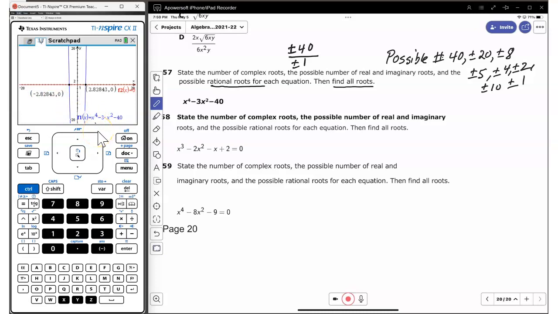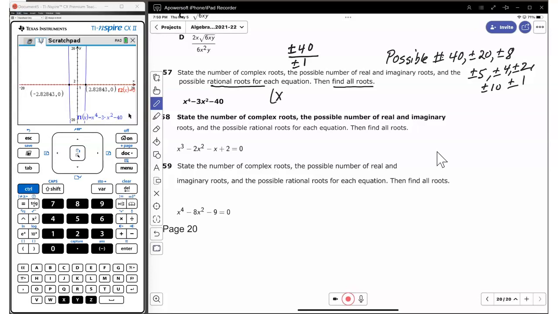So it's 2.82843. Okay, so I'm going to stop. I noticed that these numbers look like they're not integers. They're numbers that have decimals. So I'm going to see if I can find them by factoring.